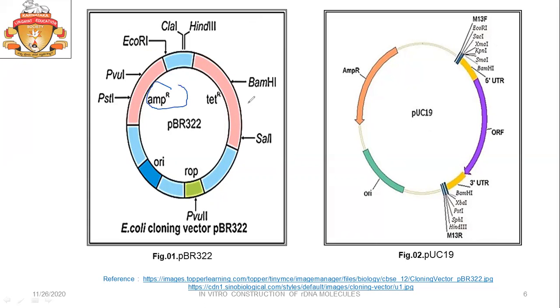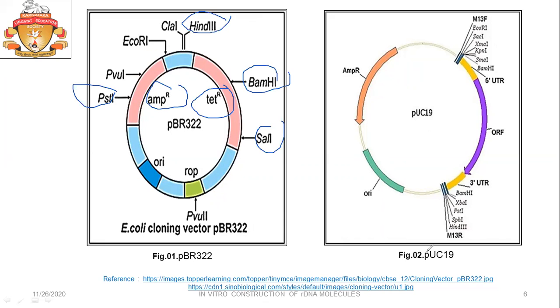Ampicillin and tetracycline are the two unique antibiotic resistance sites, and it has unique cloning sites like HindIII, BamHI, SalI, PstI. So this is about pBR322.